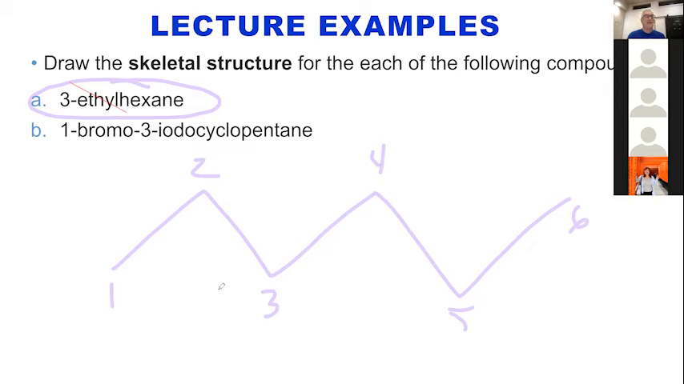So I have a substitution at which carbon? At 3. And what is the substitution? Ethyl group. It's an ethyl group. So what is an ethyl group? CH2, CH3. Right, it's just carbons, and ethyl is 2.